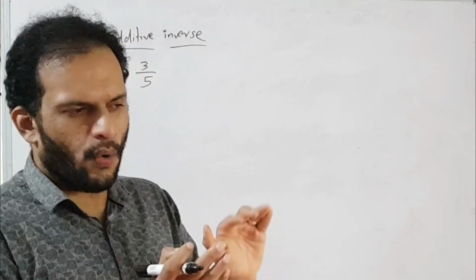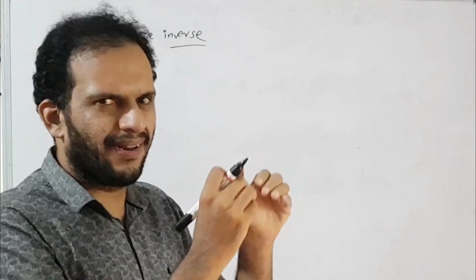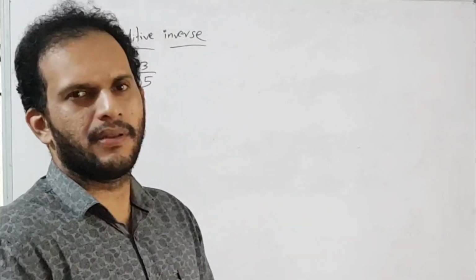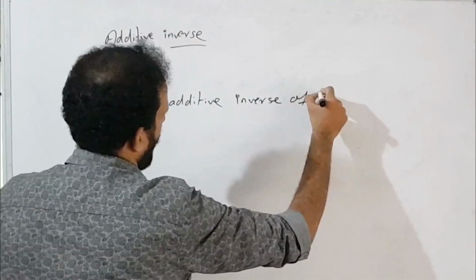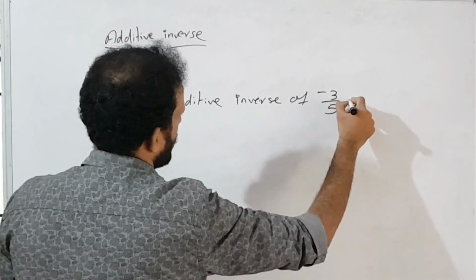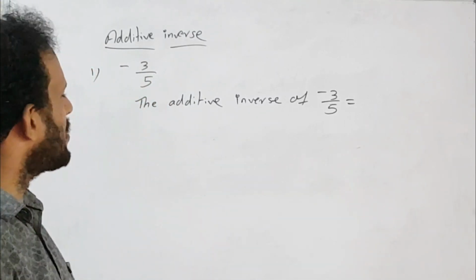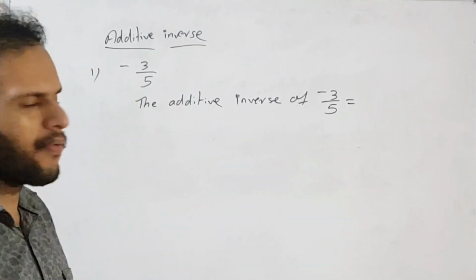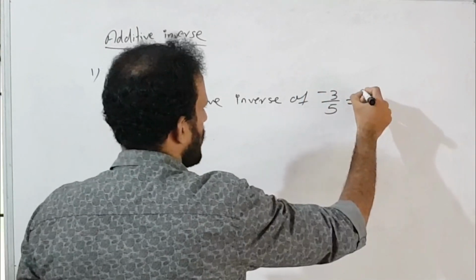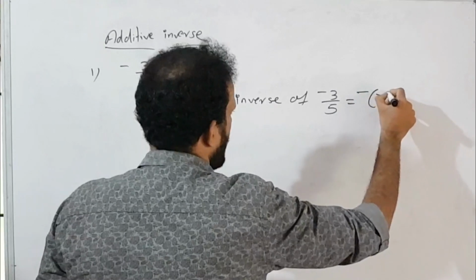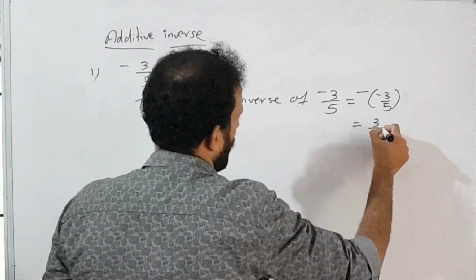ഓക്കെ, എന്താണ് മക്കളെ? ഒരു നമ്പറിന്റെ അഡിറ്റീവ് ഇൻവേഴ്സ് എന്ന് പറയുന്നത് ആ നമ്പറിന്റെ മുമ്പിൽ എന്ത് ചേർത്ത് കിട്ടുന്നതാണ്? മൈനസ് ചേർത്ത് കിട്ടുന്നതാണ്. So the additive inverse of minus 3 by 5 is equal to, how do we write? The additive inverse of minus 3 by 5 is minus of minus 3 by 5. That is equal to 3 by 5.